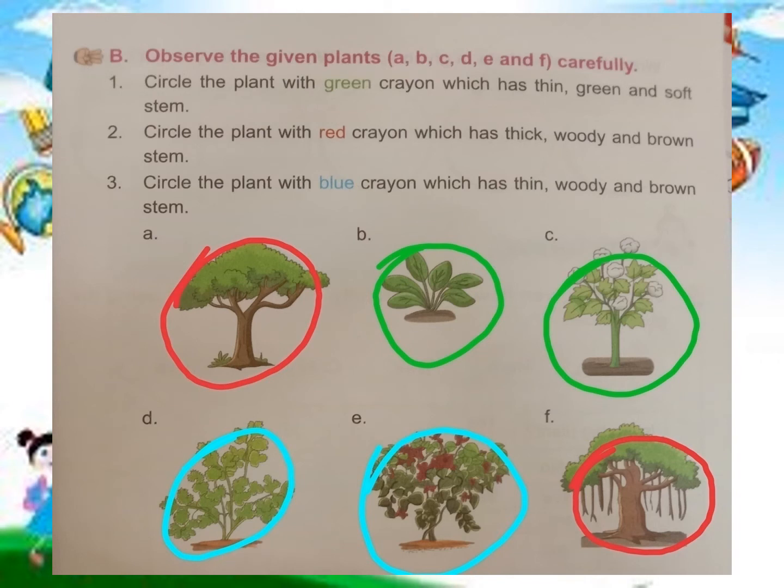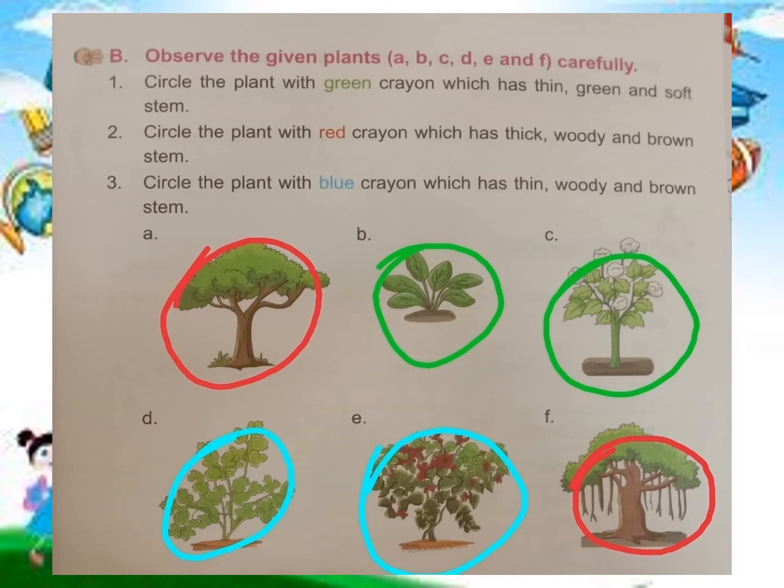Next page homework. B. Observe the given plants A, B, C, D, E and F carefully. Circle the plant with green crayon which has a thin, green and soft stem. Children, have you circled the correct one? Thin, green and soft stem. Which plant is that in these pictures? You have 6 pictures. Did you circle it? What is that? Look at the screen. I have given the answer. You want to check?